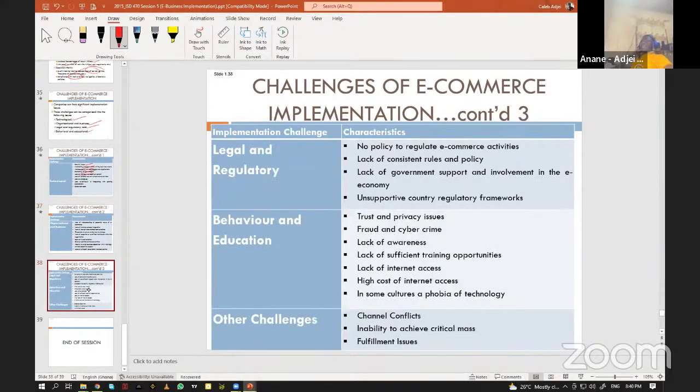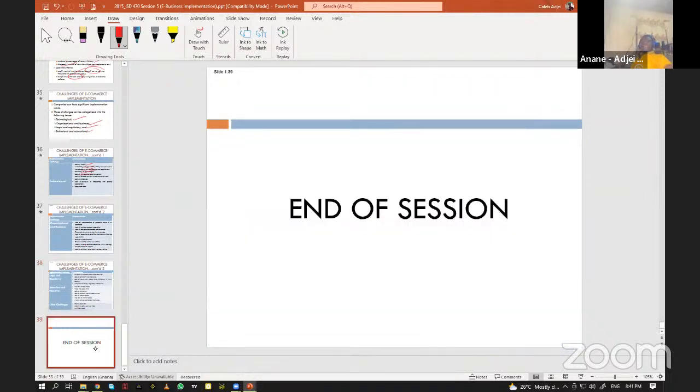Then legal and regulatory issues: no policy to regulate e-commerce activities, lack of consistent rules and policy. Then behavior and education, that is trust and privacy issues, fraud and cyber crime, lack of awareness, and other challenges, including channel conflict, inability to achieve critical mass fulfillment, and all sorts of things. So this brings us to the end of the first unit.